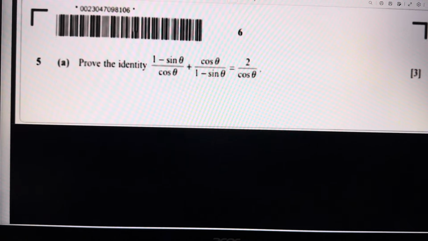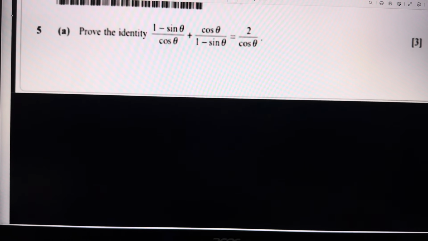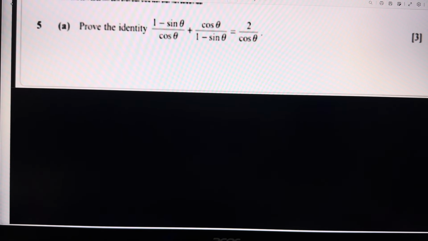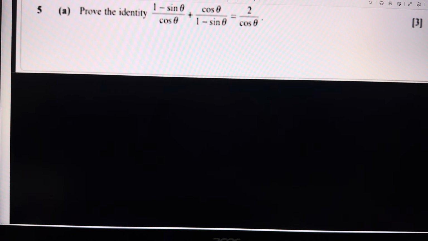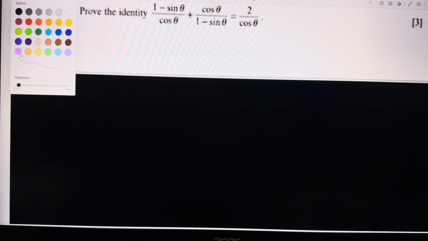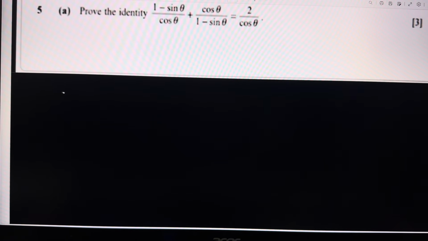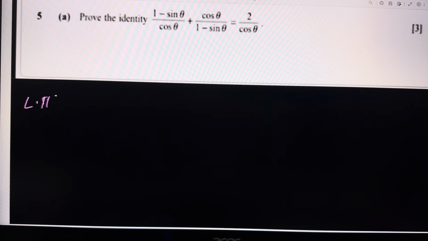Now question number 5, we have to prove the identity. This seems simple. We can try this. First take the LCM. We'll prove the left hand side.